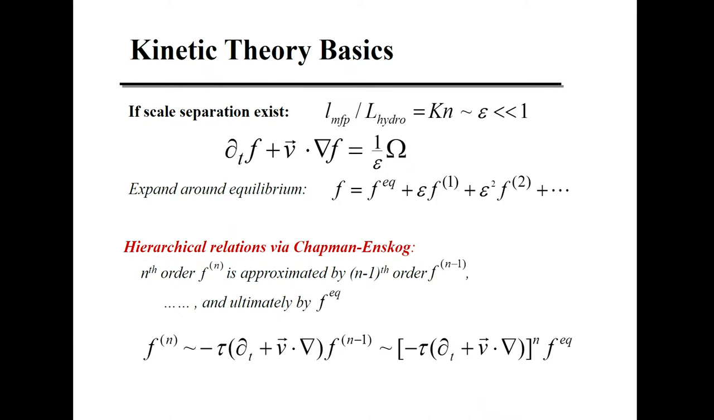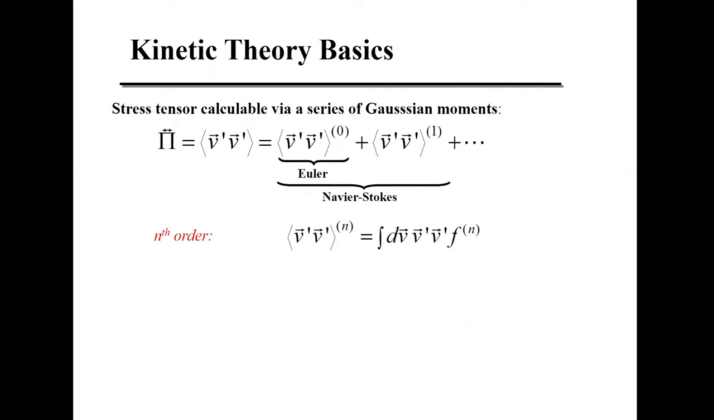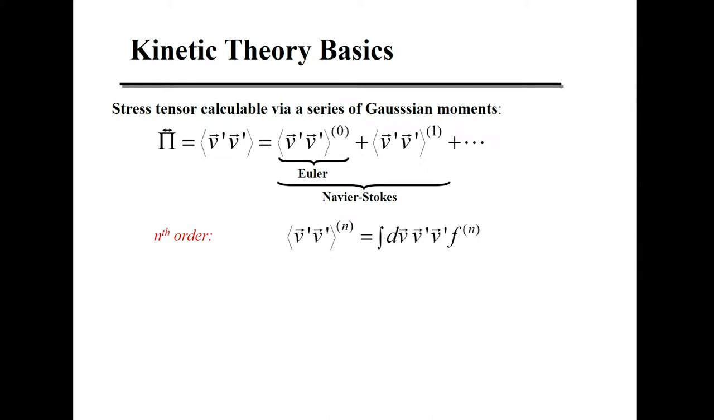In this expansion, you can relate the higher order deviation to the lower one via a hierarchy of relations so that in the end, the nth order deviation from equilibrium is all the way related to the equilibrium distribution function as high order time and spatial derivatives. Now, look back to the momentum stress tensor. The average of the stress tensor can be expressed as an average based on the equilibrium distribution function or the deviation from the equilibrium distribution function in many terms. The average is defined, average over n, means that quantity averaged over the f of n.